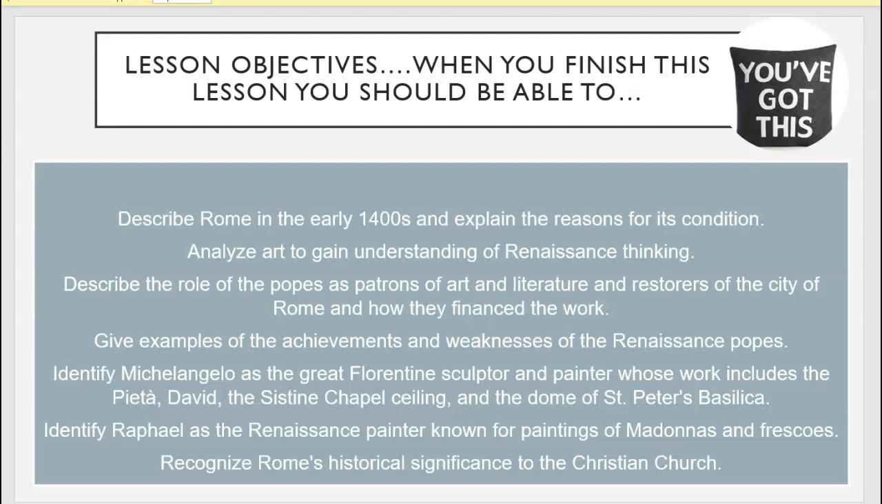identify Michelangelo as the great Florentine sculptor and painter whose work includes the Pietà, David, the Sistine Chapel ceiling, and the dome of St. Peter's Basilica; identify Raphael as the Renaissance painter known for paintings of Madonnas and frescoes; and recognize Rome's historical significance to the Christian Church.